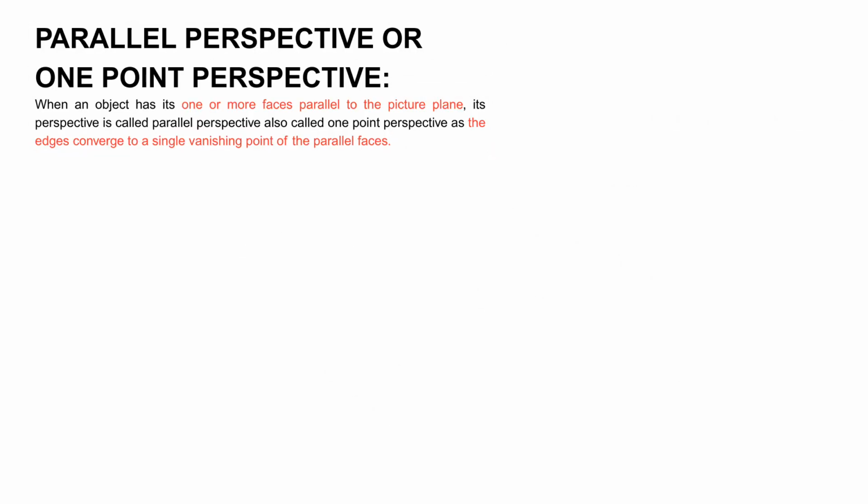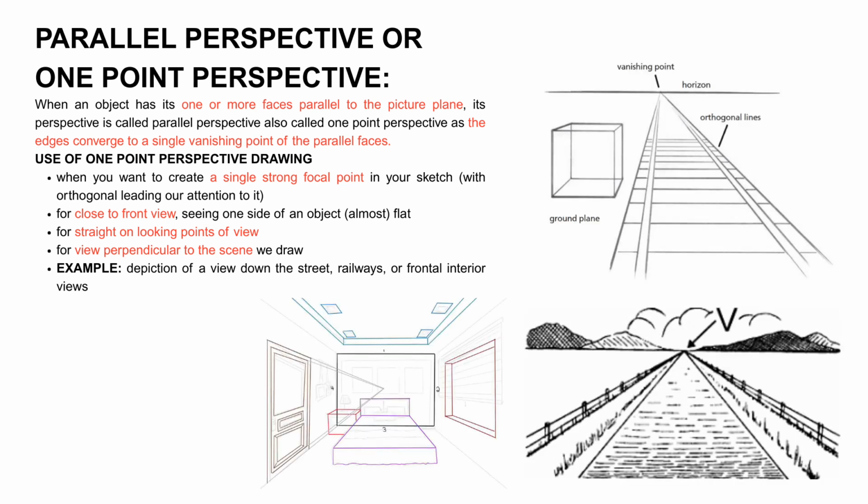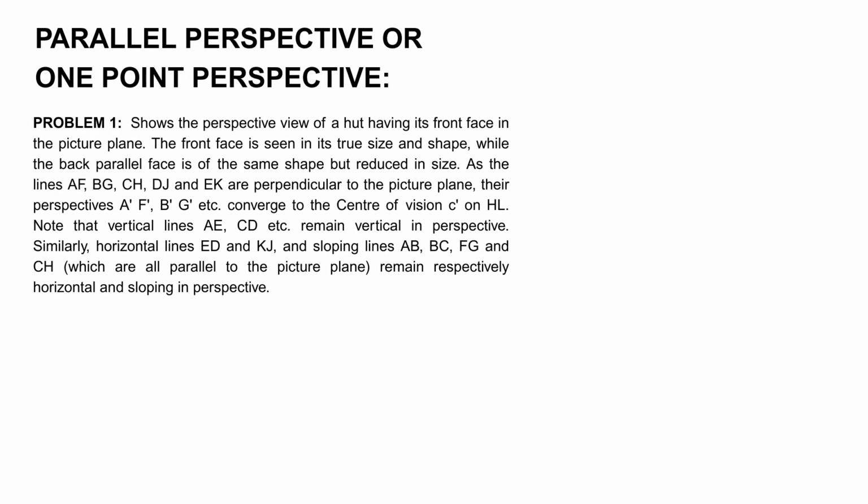If we discuss the first one, one-point perspective, when an object faces the picture plane, all receding lines meet at one vanishing point. This type of perspective drawing creates a strong focal point in a sketch. With the help of one-point perspective, we can depict hallways, streets, interior views, and so on. Some examples are shown in the figure. Let us discuss the first problem in one-point perspective.